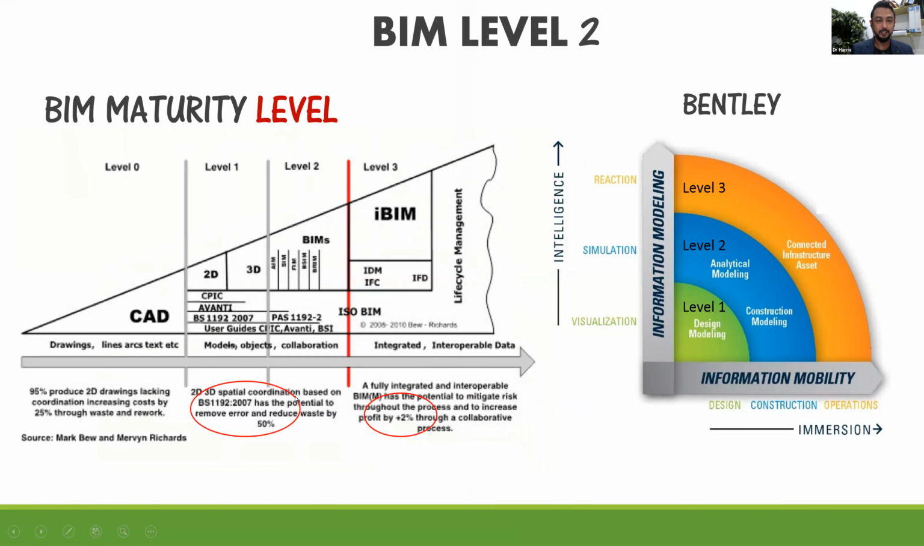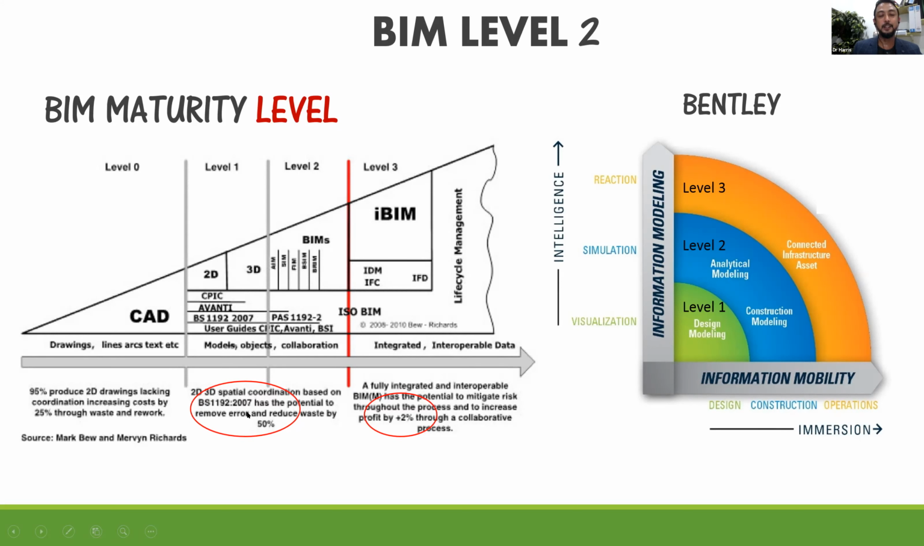If you see the detail about this maturity level, it states here, special coordination based on BS 1192 has potential to remove error and reduce waste by 50%. What it said here is that if you use the right process and the right standard, the right document, BS 1192 2007, then only you get the reduce waste by the 50%. It's not about you use the software. It's not about you use the 3D model. You got the improvement of efficiency and effectiveness is when you use BS 1192 2007.